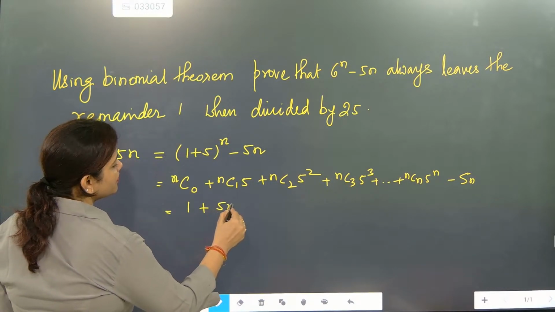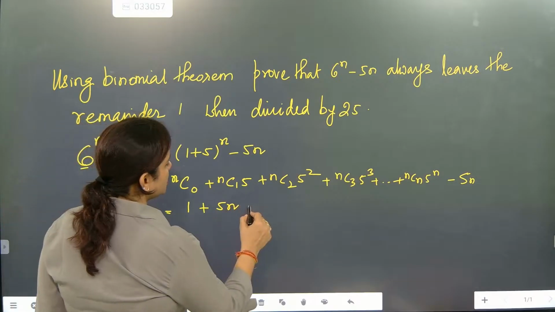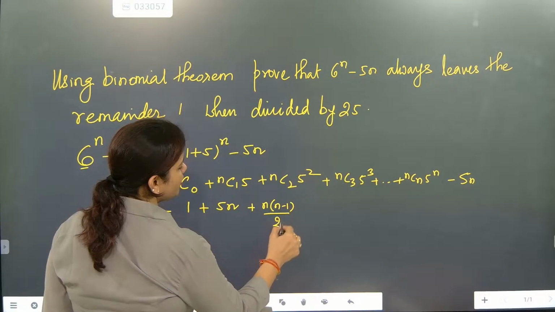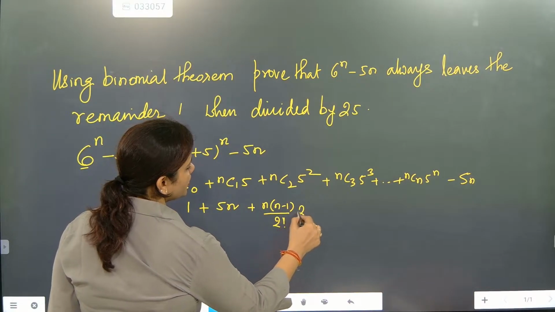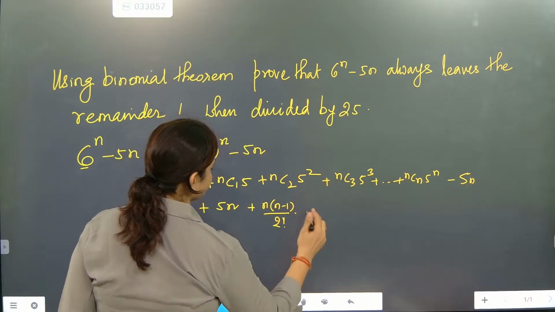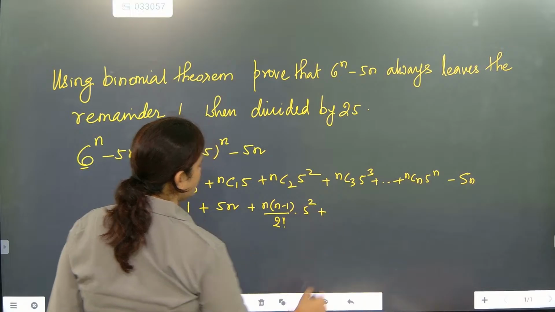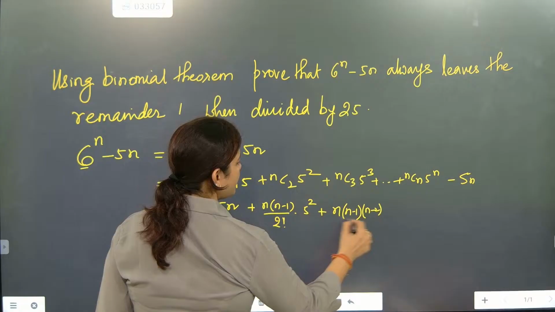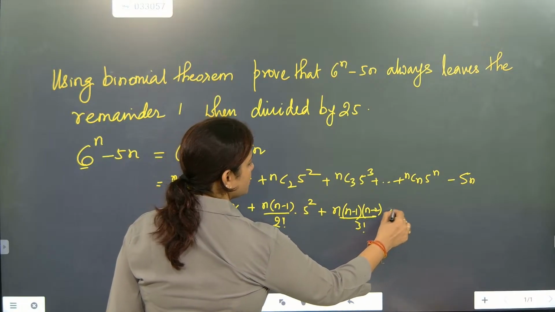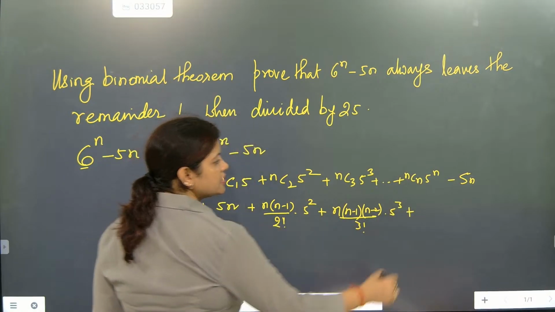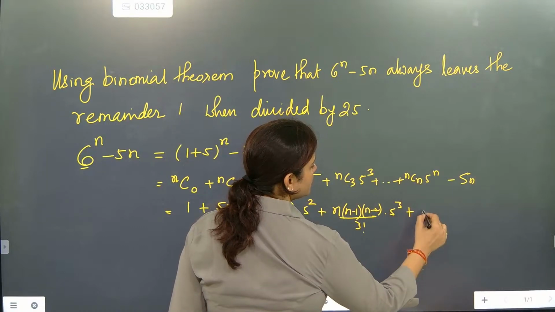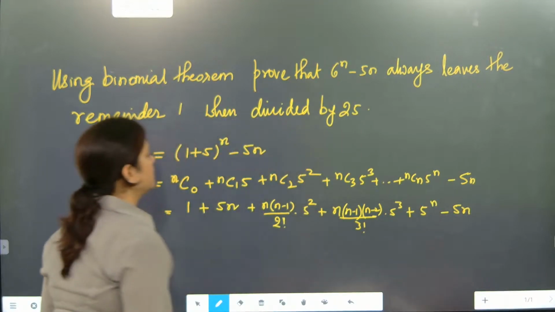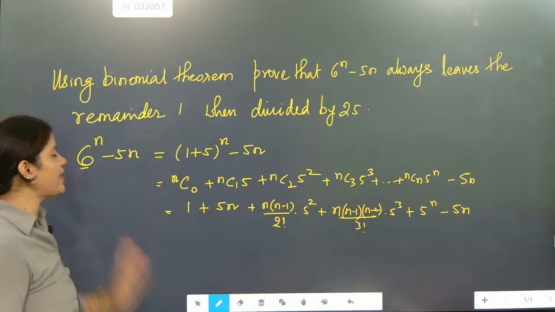After that, this part will give you 5n. After that, this will become (n minus 1)/2 factorial into 25, that is 5 square. Then after that, (n minus 1)(n minus 2)/3 factorial into 5 cube. Like this, it will keep on going, and then 5 to the power n. Minus 5n came.